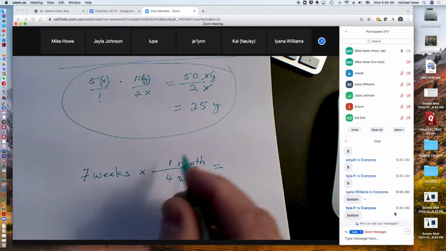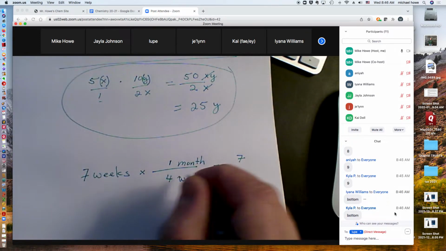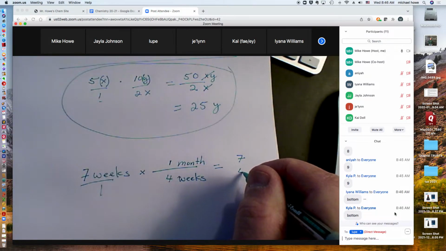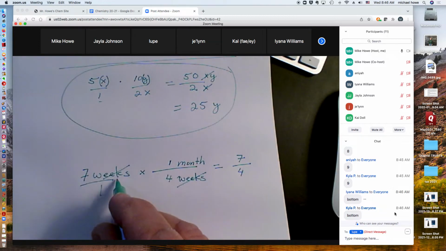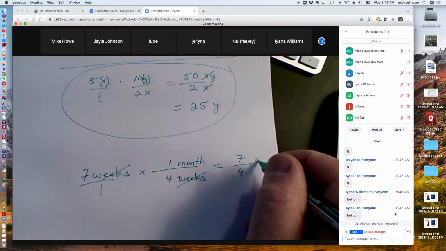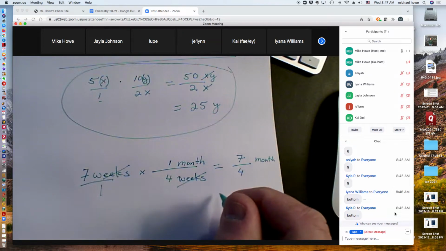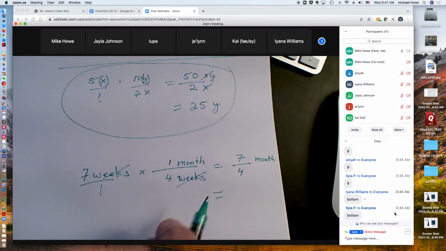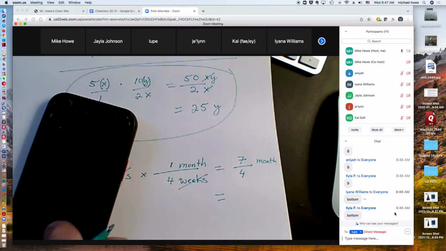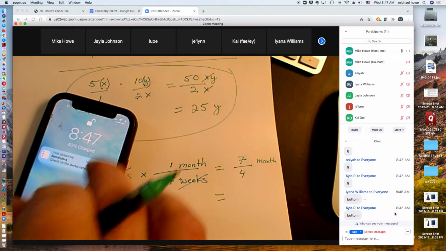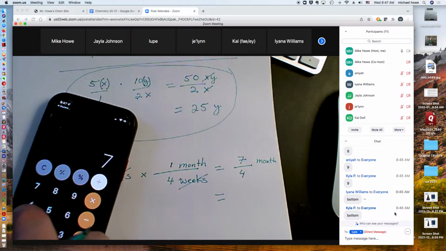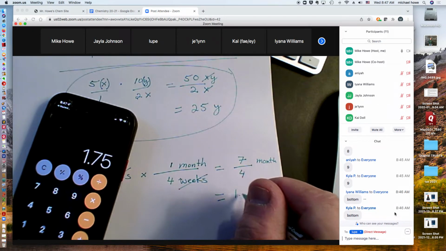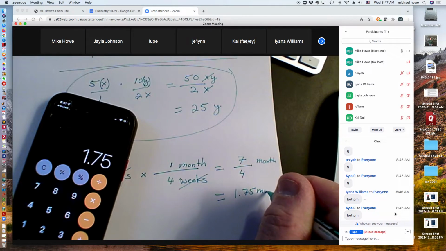So then I'd have 7 times 1 is 7. That's over 1. 1 times 4 is 4. And weeks would cancel because you can see one's on top and one's on the bottom. So it's 7/4 months. But in chemistry, we don't like to use decimals like that. Or excuse me, fractions. We'd rather use decimals. So what we'll do is we'll open up our calculators. And we'll do what is 7 divided by 4. So 1.75 months.